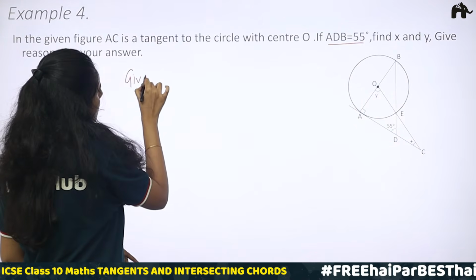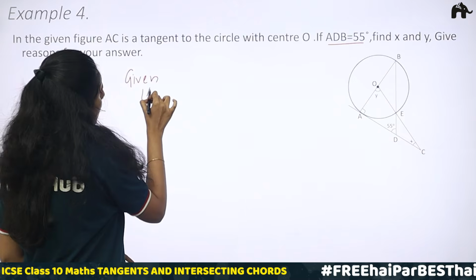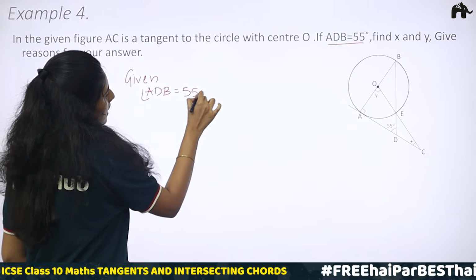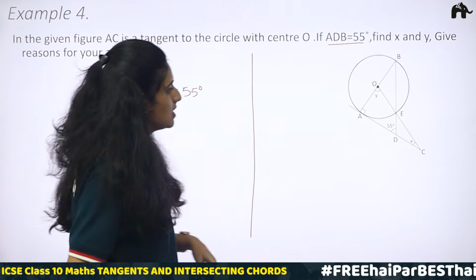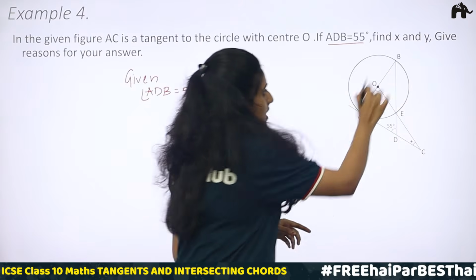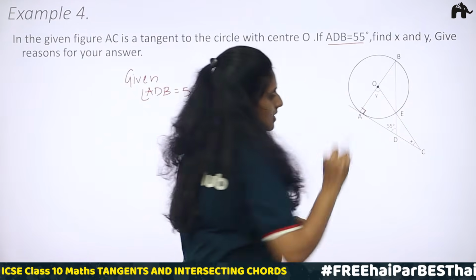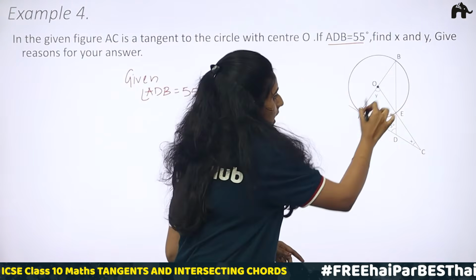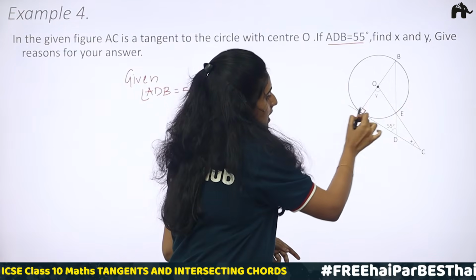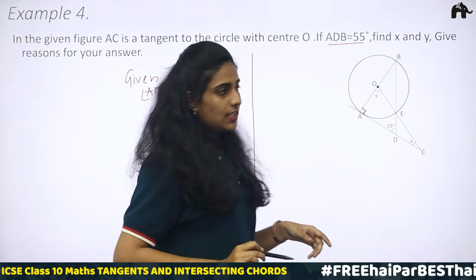Given angle ADB is equal to 55 degrees. Now consider triangle ABD. In triangle ABD, this angle is the right angle. What is the reason? OA is the radius and AC is the tangent. The angle between the radius and tangent will be equal to 90 degrees.